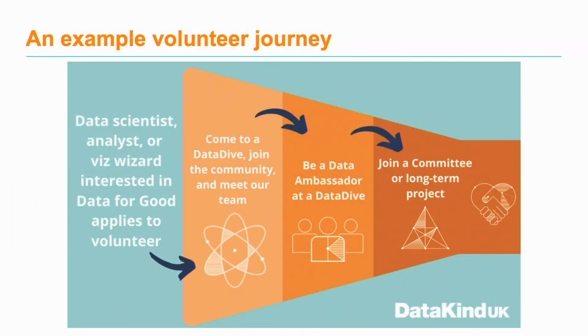Usually, the trajectory of a volunteer with DataKind UK, which is actually my trajectory, is that you start volunteering for a project, maybe you join a hackathon, and then you start joining the events more often, and then you become something called a data ambassador. The hackathon is 2 days, but usually we put together people called data ambassadors with the charity to help them prepare the data for the hackathon. So this is a 4, 5, 6 week commitment. And then after you become a data ambassador, maybe you work with me in a committee, on a long-term project.